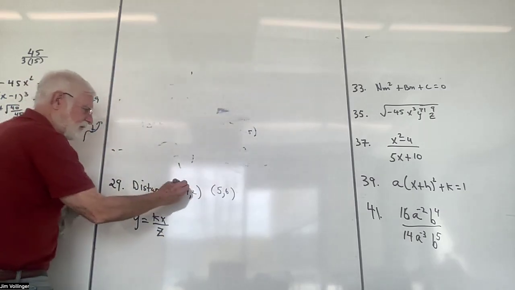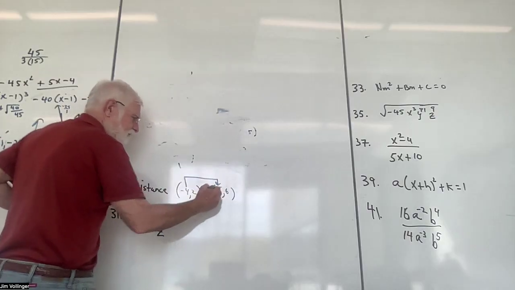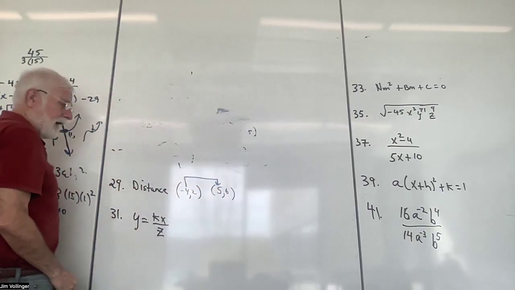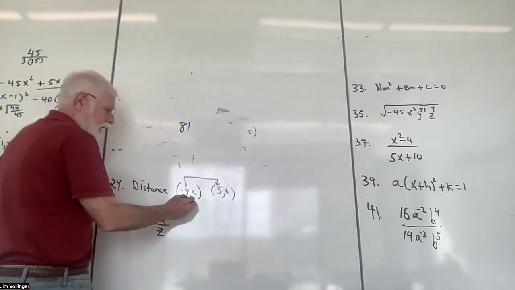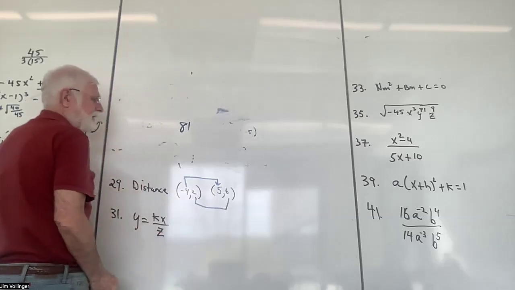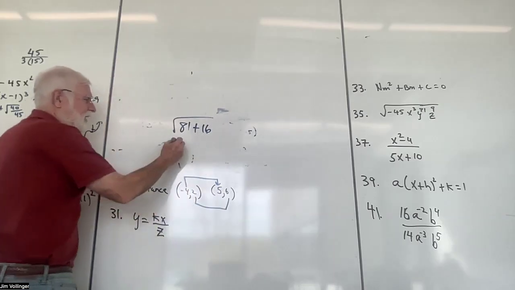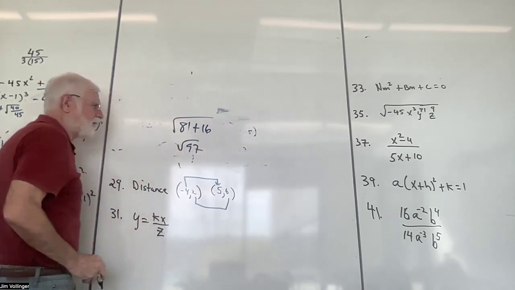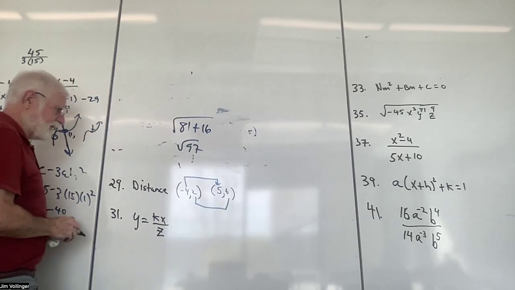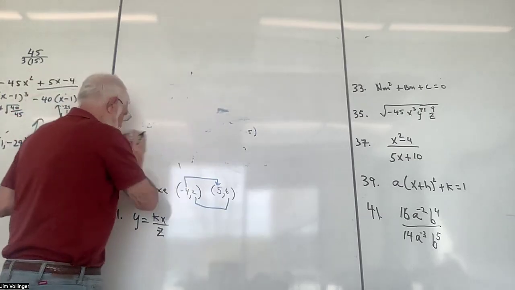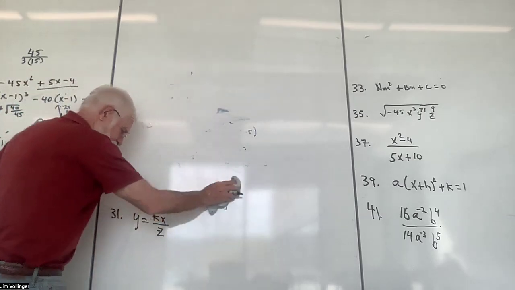Come in under distance. Ask yourself, how far is it from -4 to 5? 9 units, square it. How far is it from 2 to 6? 16 units, add it. Take the square root and you're done. The distance between those 2 points was the square root of 97, near 10 units. That takes care of that.